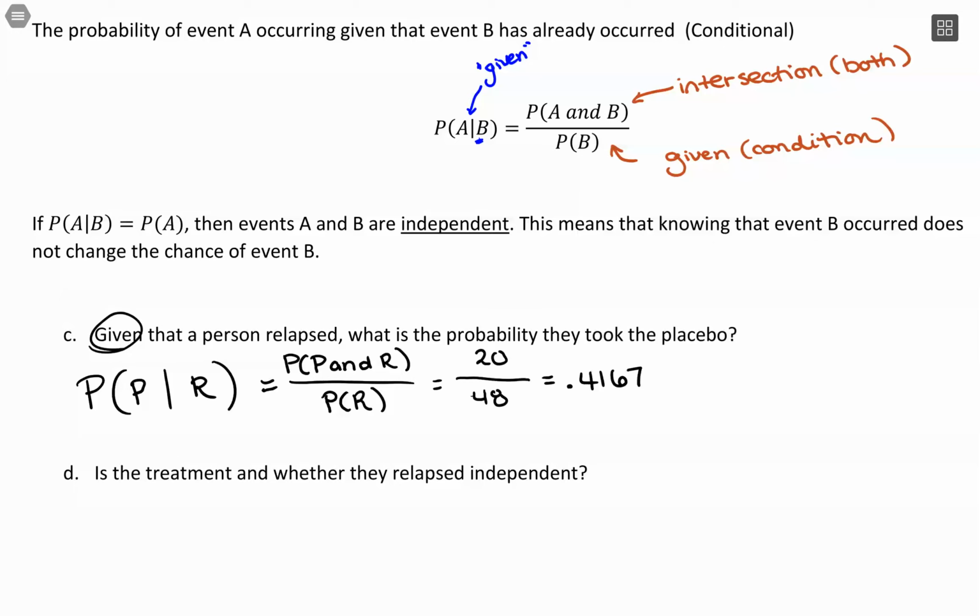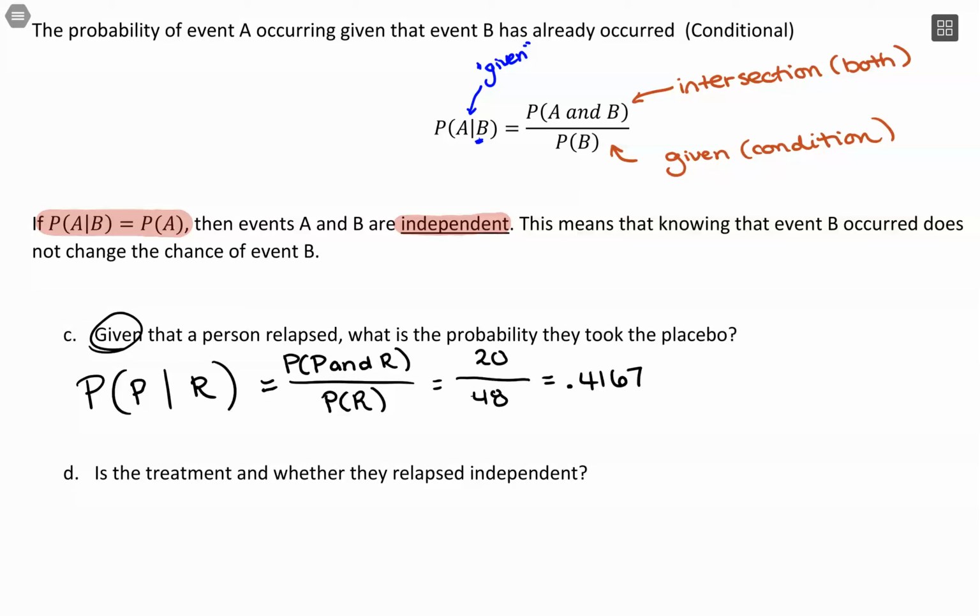Now we talked about independence already, especially sampling with or without replacement, but something we might need to do is prove independence. To prove independence, what we can do is try to show this calculation right here. On the left-hand side, it's the probability of event A given that event B has already occurred. We want to see if that's the same thing as just the probability of event A. If those two are the same, then they're independent of each other.